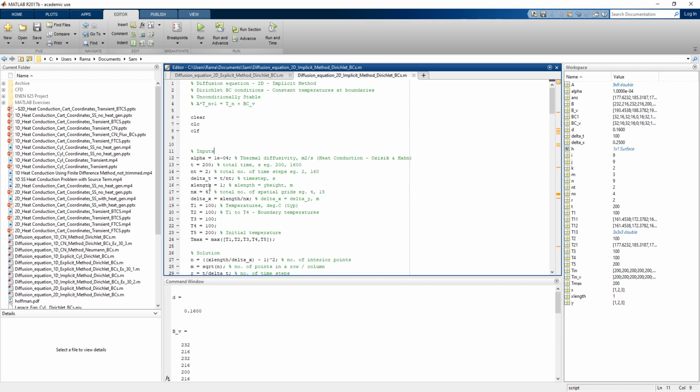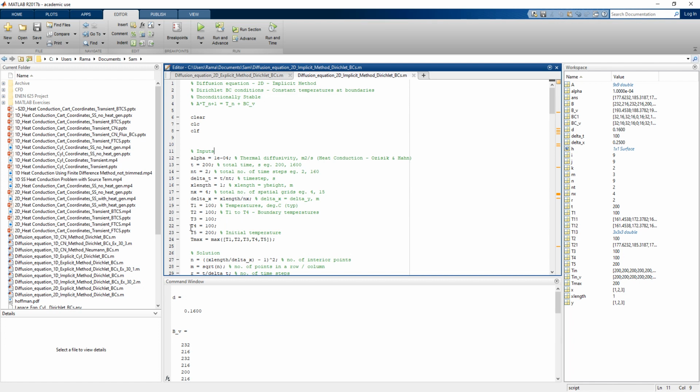The x length and the y length, which represent the dimensions of the copper plate, are shown here as 1 meter. The number of spatial grids along the x direction is 4, and since nx equals ny, we keep the number of spatial grids the same along the y direction as well. Delta x equals x length over nx, which equals 1 over 4 equals 0.25, which is the grid spacing in the x direction. The grid spacing along the y direction is the same.